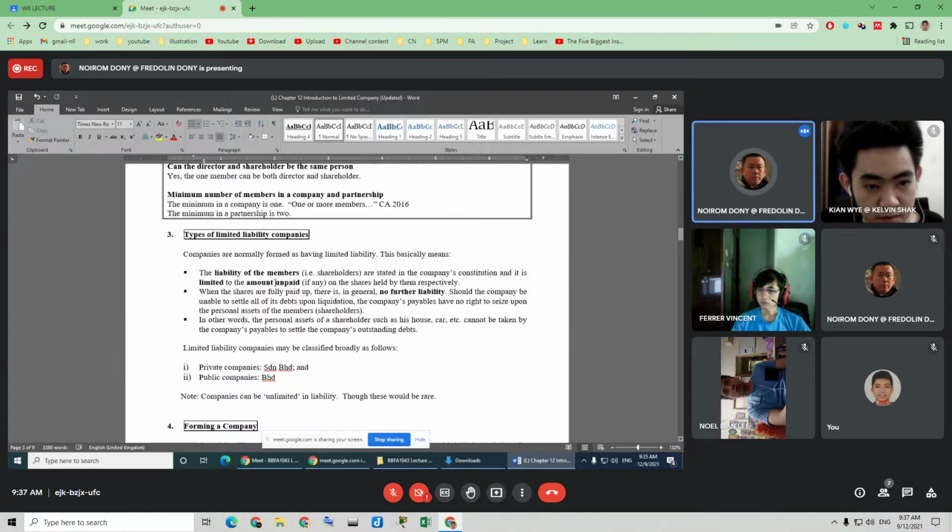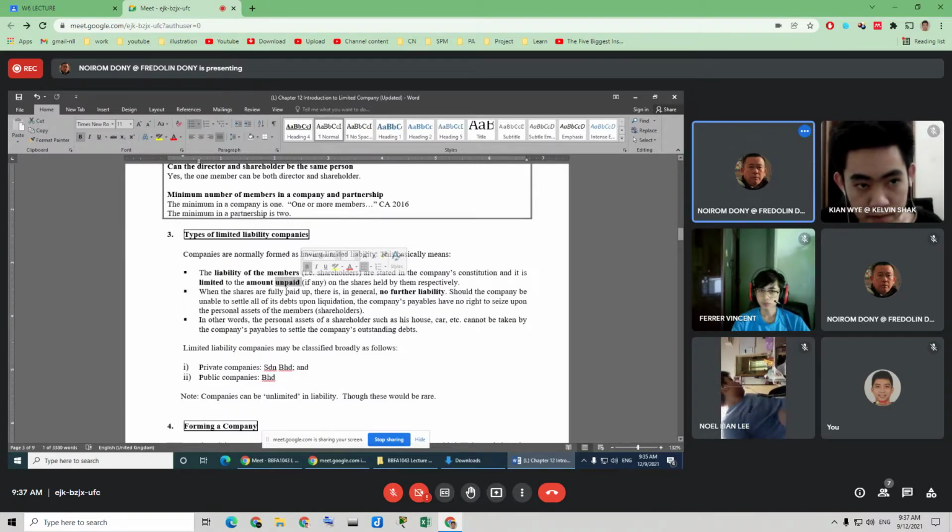So this is repeating: unpaid, okay? It's very important for you to understand. They are only responsible for the amount unpaid on the shares held by them. If they have made all the payment on the shares they own in the company, then there will be no more liability. When the shares are fully paid up, there is in general no further liability.